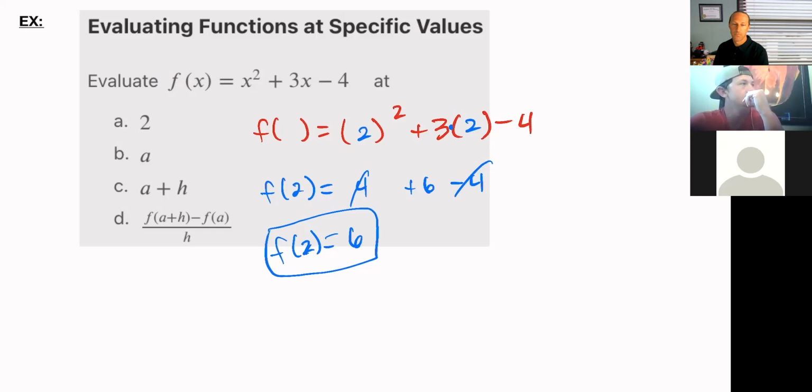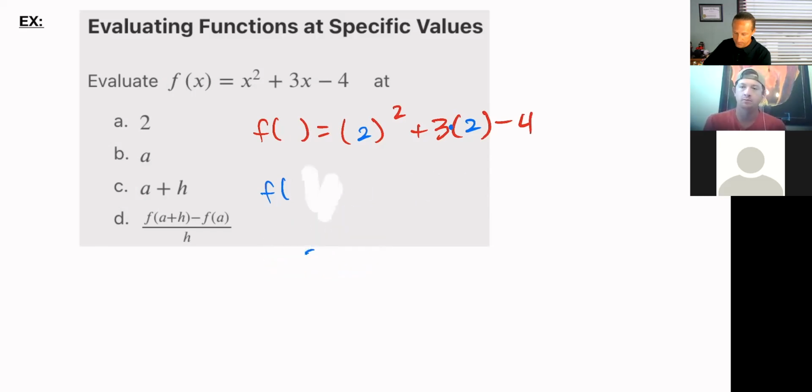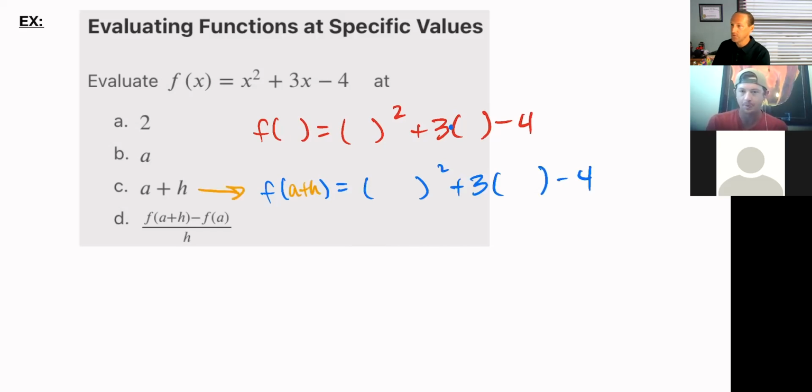Okay? Now the ones obviously that are a little bit more challenging is when there's more than just a single thing there, like a plus h. So how does that change? Well, not much actually. If I'm going to do this, it's going to be the same thing. But this time, we're going to be plugging in an a plus h to my function. I'm inputting that a plus h everywhere I see it.